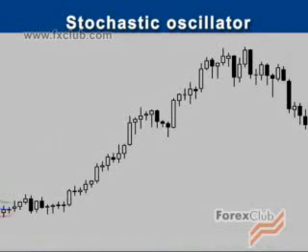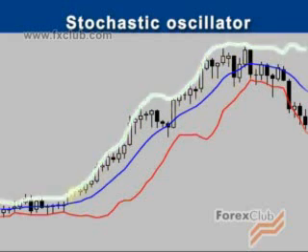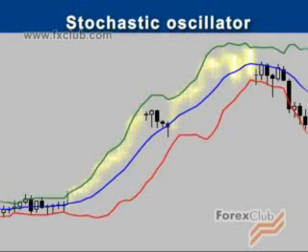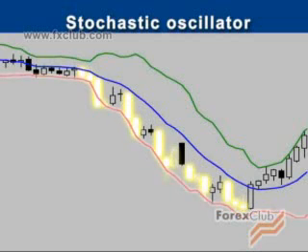The principle of the stochastic oscillator is based on the tendency that, with a general price rise, closing prices as a rule converge to the upper boundary of the price range. And vice versa, when there is a downtrend on the market, they converge to the lower boundary.